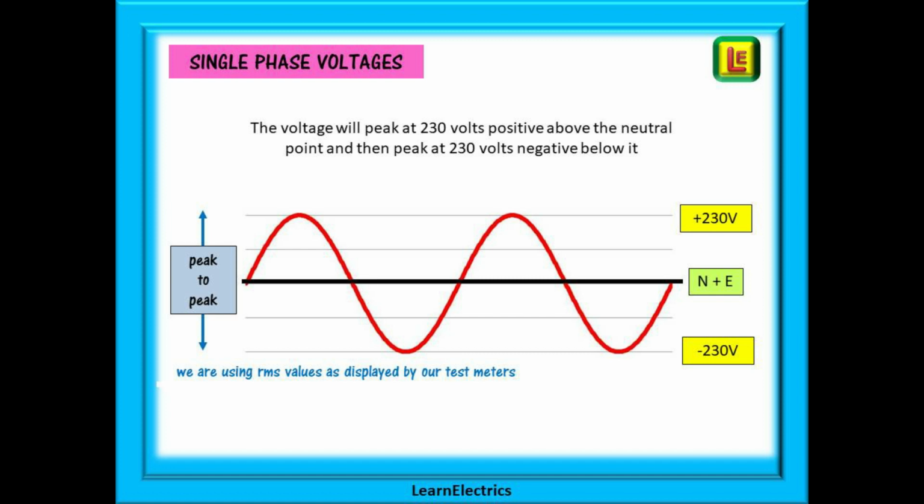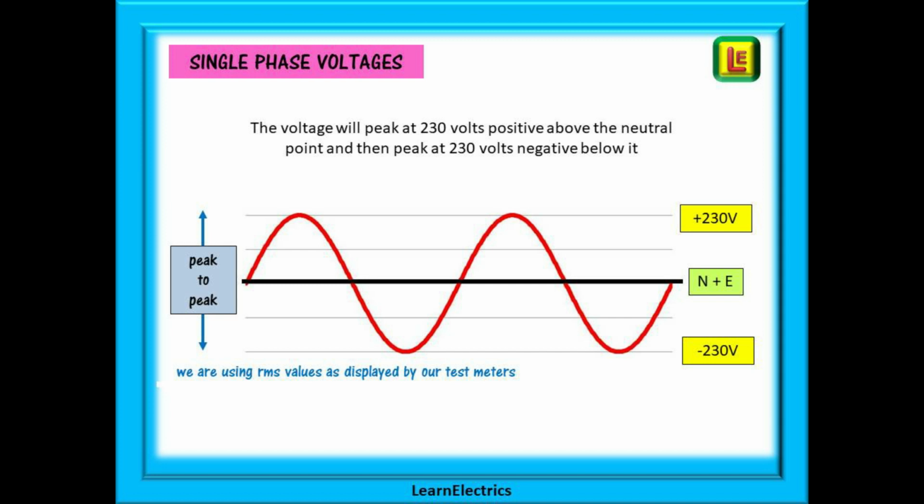or neutral point. Neutral and earth are the same point electrically back at the transformer, so this will also be at earth potential. The waveform, the voltage, will steadily rise and peak at 230 volts positive above the neutral point, and then move in the negative direction to peak at 230 volts negative below the neutral. We call this 230 volts peak to peak.